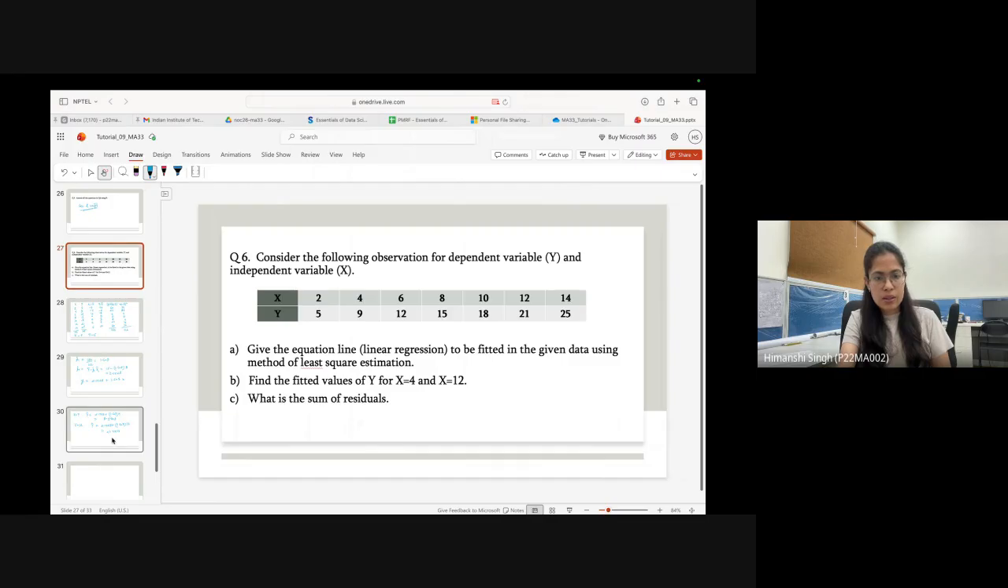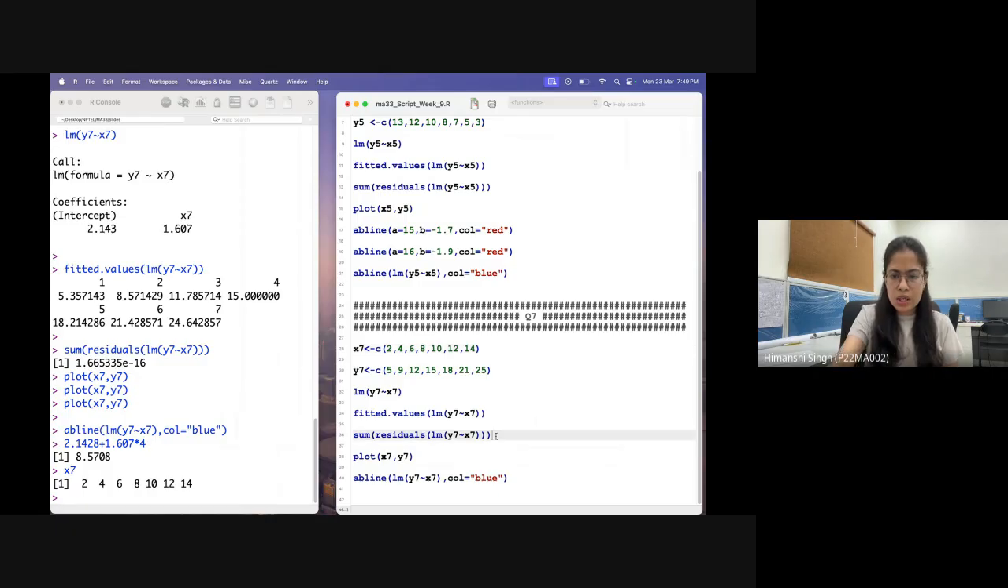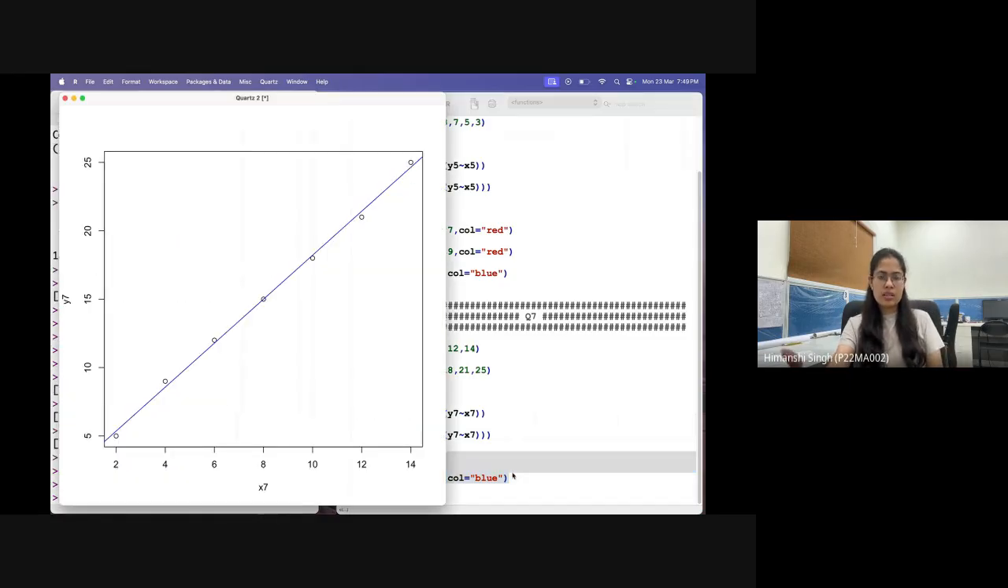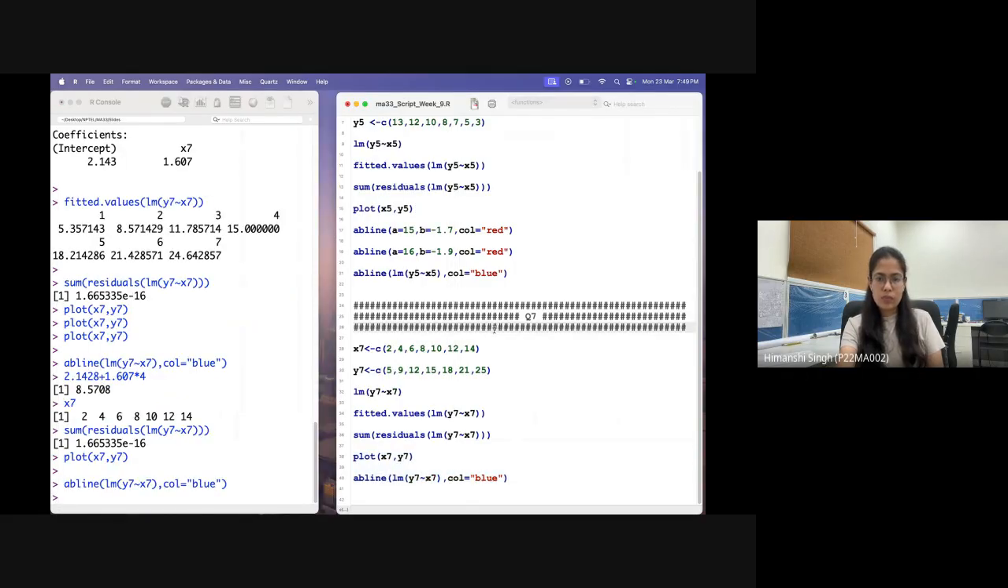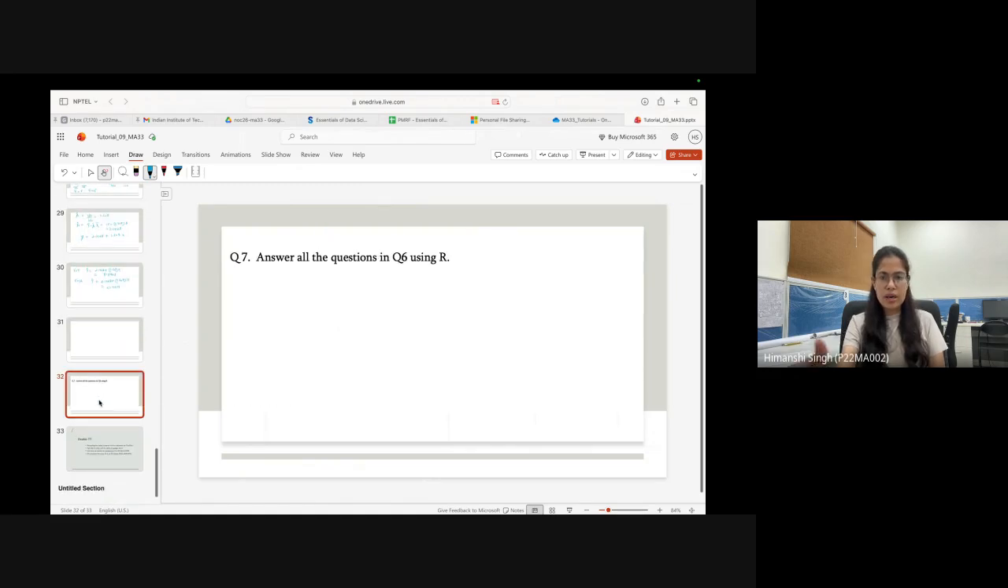I have also shown the sum of the residuals. You can get it from the sum residual command. It is coming out to be very low, very near to 0. Fine. Also you can see here the scatter plot of the data and the fitted line. Here you can see the trend is such that the slope is positive. Okay, so this was about question number 6, and in question 7 also I have written that you have to do all the things using R. So here also you can see the R script.